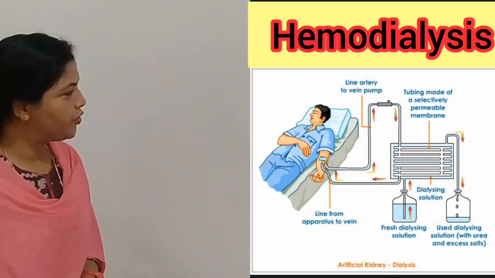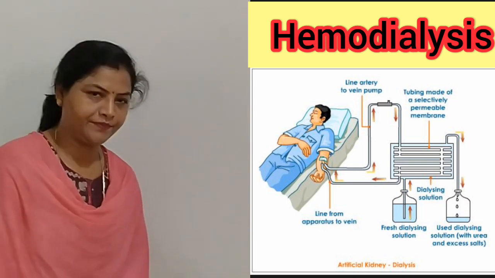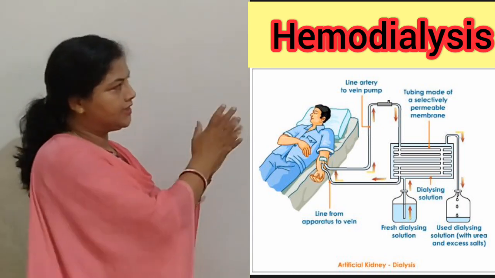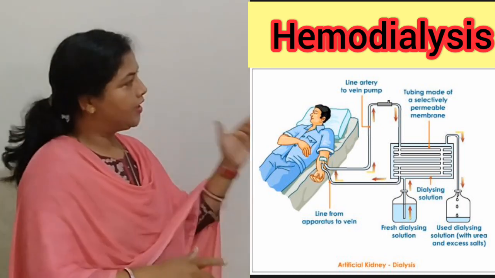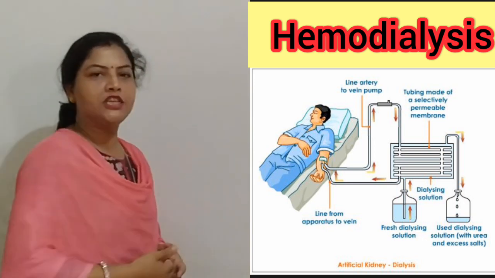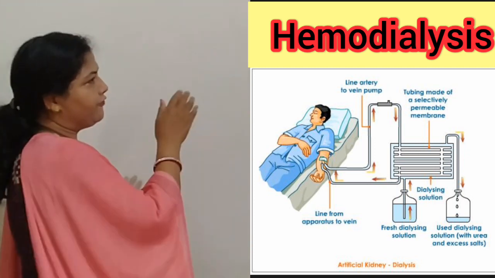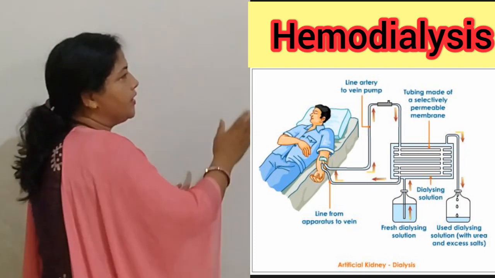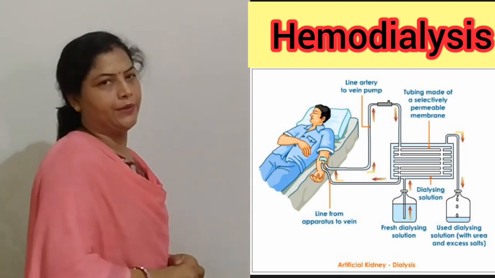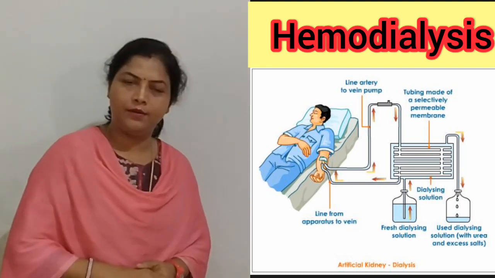That I am going to make you understand with the help of this diagram. Look at this diagram. In this diagram, hemodialysis is shown. With the help of this picture, I will explain how the hemodialysis is done. Very first thing is that blood for hemodialysis is taken out from the patient's body by femoral vein.